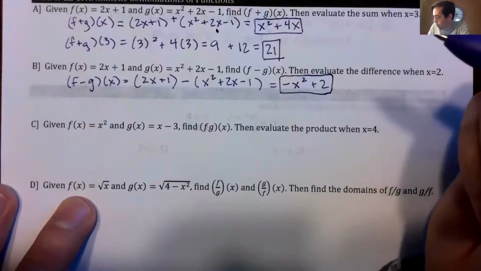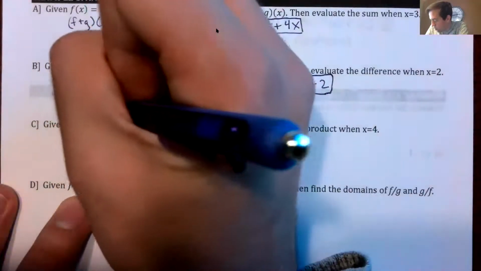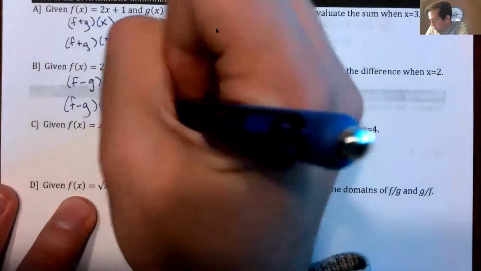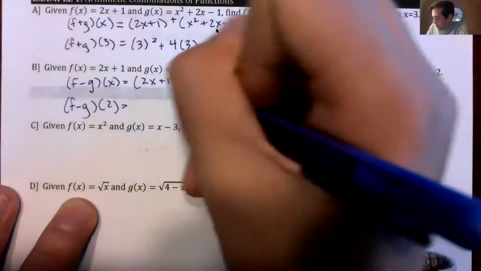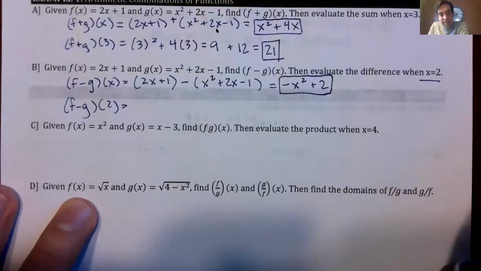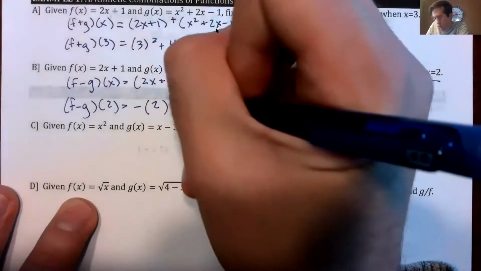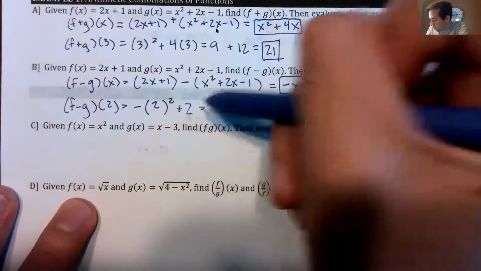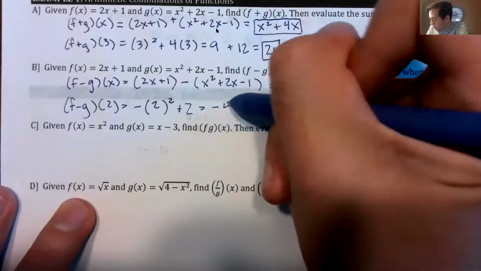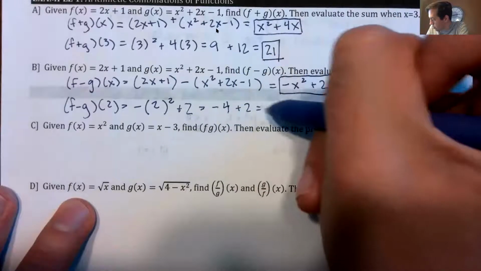And we're going to do f minus g of 2, because that's what the question asks for. And so instead of going through all these steps again, I'm just going to plug 2 into the answer that we already got. So we'll have negative 2 squared plus 2. So we have negative 4 plus 2, which is negative 2.